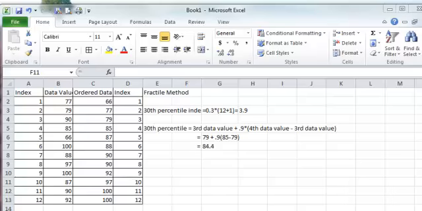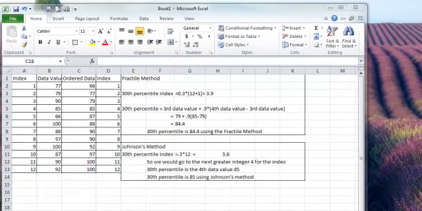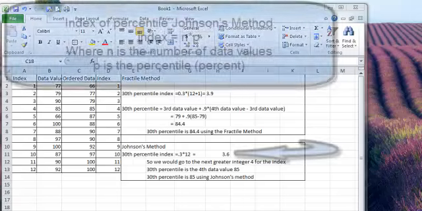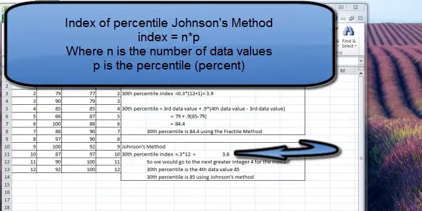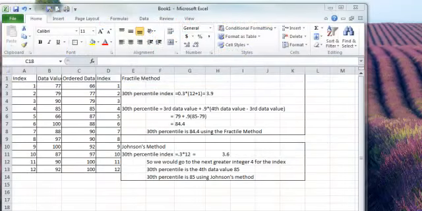Now let's look at a comparison with Johnson's method. With Johnson's method, we would find our 30th percentile this way. We find the percentile index, the 30th percentile index. It's just your percent times how many are in your data set. So I get 3.6. And remember, they would say if it's not an integer, you just go to the next greatest number, and that would be the index of that particular percentile. So we would go to the fourth data value, which is 85. So using Johnson's method, our 30th percentile was 85, whereas using the fractile method it was 84.4.